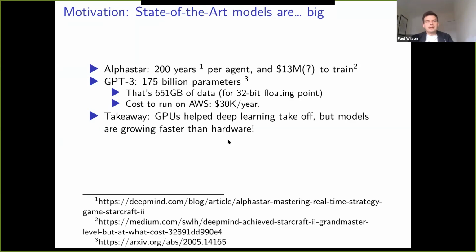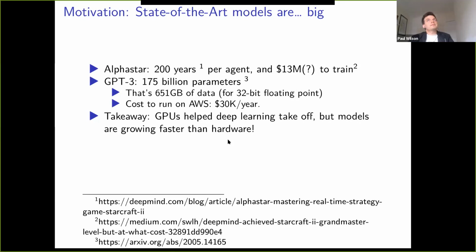AlphaStar, for example, had something like 200 years of playtime per agent. It cost, this is an estimate, about $13 million to train. It's obviously very expensive. GPT-3, the trained model, so assuming you've trained it, has 175 billion parameters, which means nearly a terabyte of data just to store the parameters of the model. And if you wanted to just run that model forward, not retrain it, on a machine in the cloud or something, that's like $30,000 a year. So it's very, very expensive.